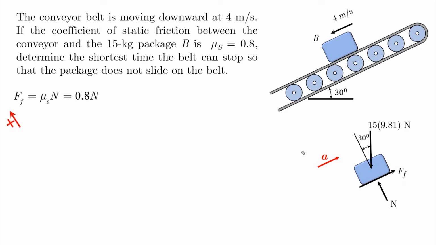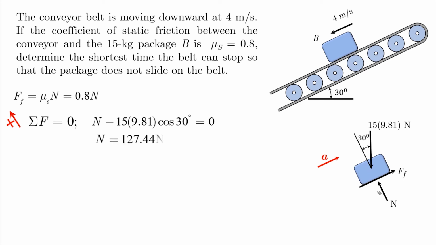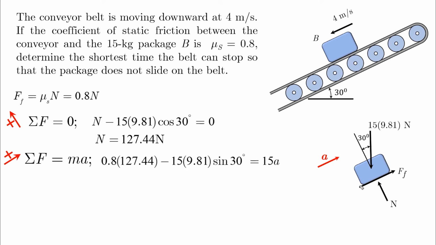We have the summation of forces in this direction. This gives us the normal force, which is going to be equal to the cosine component of the weight. And then we do the summation of forces equals ma along the inclined plane. So we have the friction force, which is μs times N. We have the sine component of the weight in the negative direction. And this is equal to m times a, where we find the value of a. And because we assumed the correct direction, we got the positive answer.